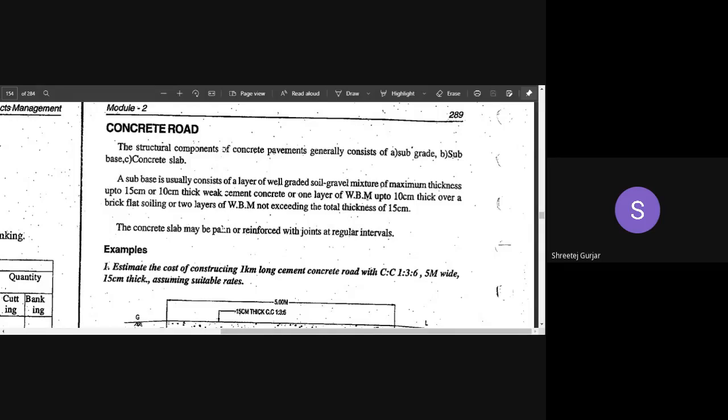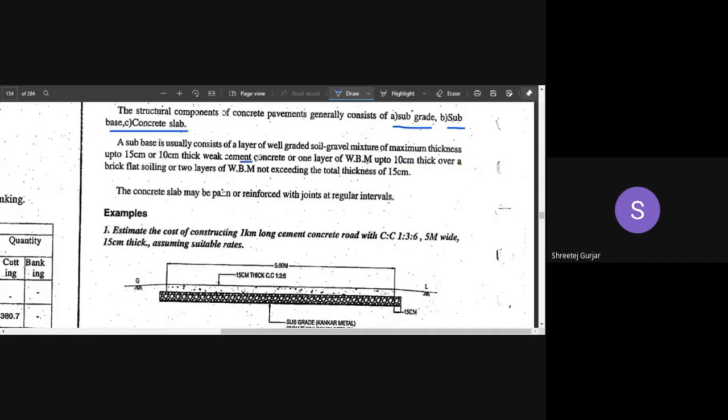So the concrete pavement generally consists of what? As you have learned, it consists of a subgrade, sub base, and a concrete slab. Your road is nothing but a concrete slab. Based on your requirements, we may provide some reinforcement inside it. I hope you are learning it in your design of pavement subject. It may have a cement concrete layer and one layer of a WBM.